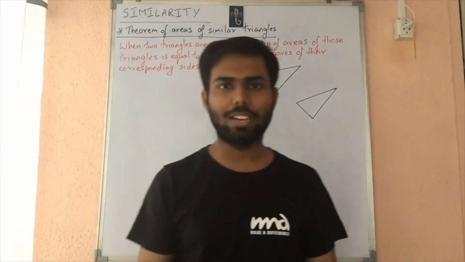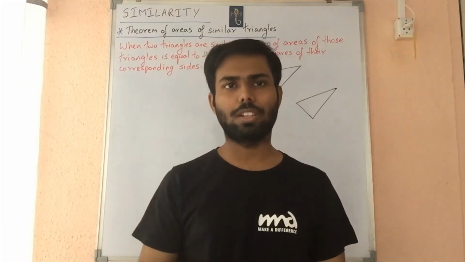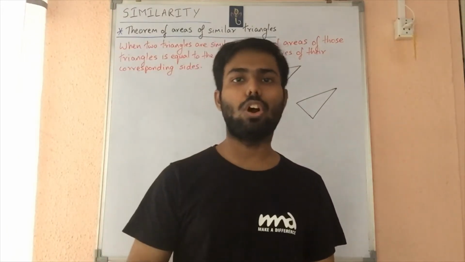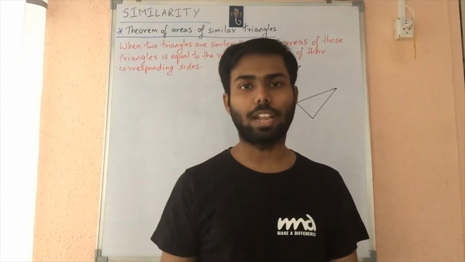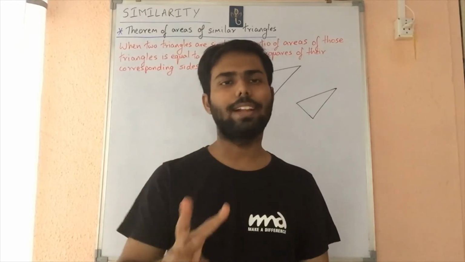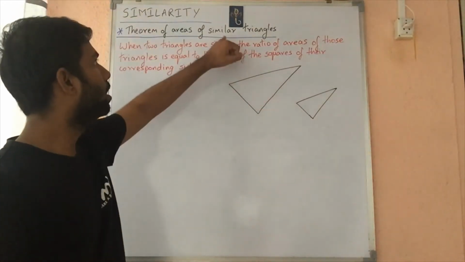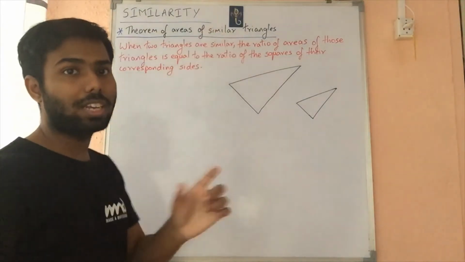Does this sound familiar? Yes, because in practice set 1.1 we had learned something very similar. That was the theorem on ratio of areas of triangles. There, they would just give two triangles and we take their ratio. But here, which word has been added? Similar.